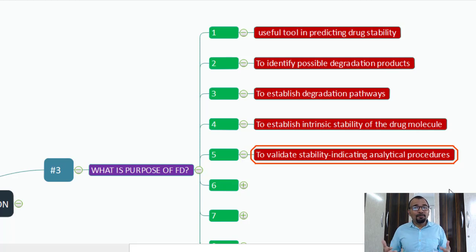Now, how can one prove that my methods are going to be stability indicating in nature, that my method will be able to determine the changes possible during the stability study or the shelf life of the product, and one of those can be degradants, right?